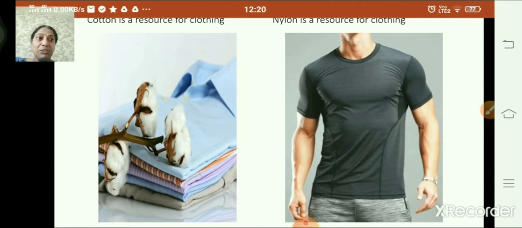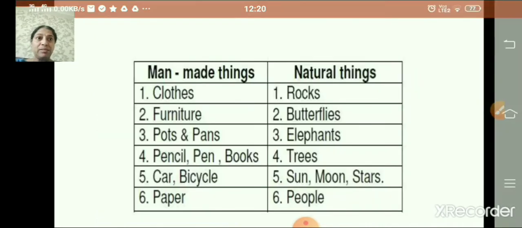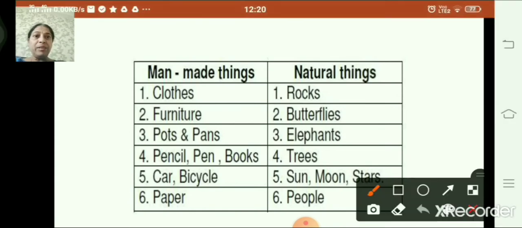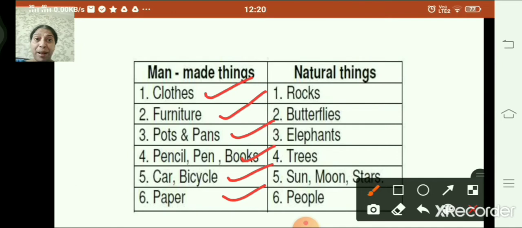Okay, I'll just show you some examples. Just see man-made things and natural things. See here, man-made things: clothes, furniture, pots and pans, pencil, pen, books, car, bicycle, paper. All these are made by man. They are created by humans.